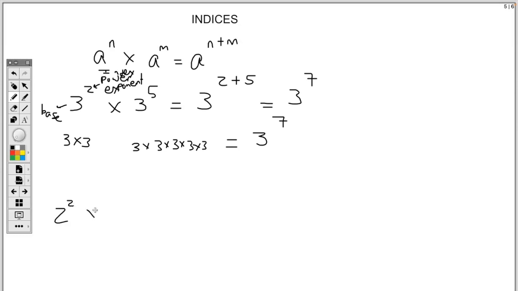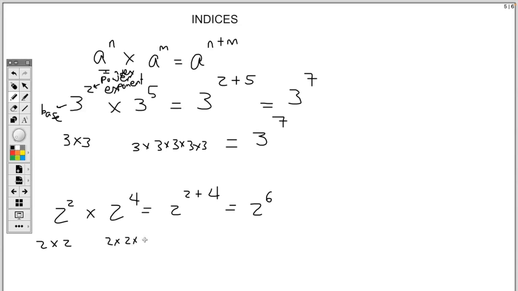Another example, applying the same indices rule, is 2 to the 2 times 2 to the 4. Once again, we have the same base. You have to have the same base. And then we add the powers. So we have 2 plus 4, and that gives me 6. So that's 2 to the 6. 2 squared means I'm repeating the base 2 twice. So that's why we have 2 times 2. And 2 to the 4th means I repeat the base 4 times.